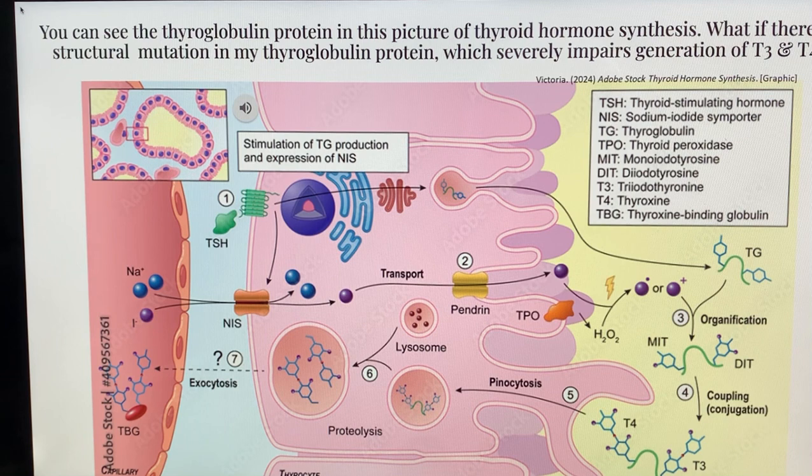You can see the thyroglobulin protein in this picture of thyroid hormone synthesis. What if there is a structural mutation in my thyroglobulin protein, which severely impairs generation of T3 and T4?